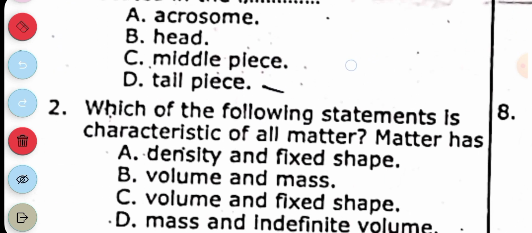Question 2. Which of the following statements is characteristic of all matter? Matter has A. Density and fixed shape, B. Volume and mass, C. Volume and fixed shape, D. Mass and indefinite volume. And the answer to question 2 is B. Volume and mass.